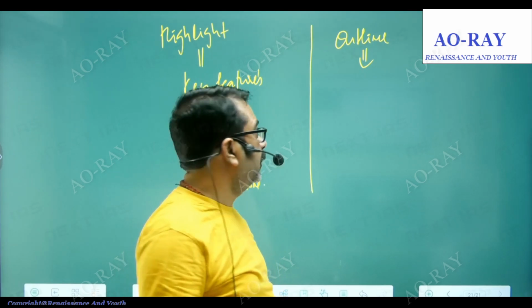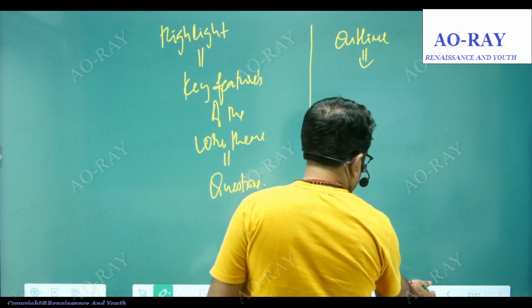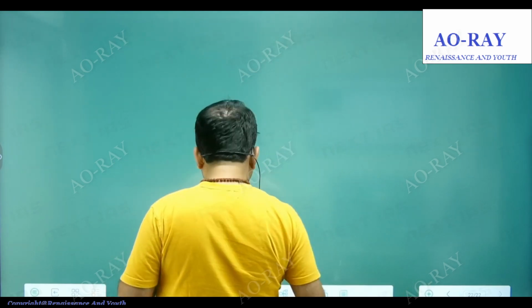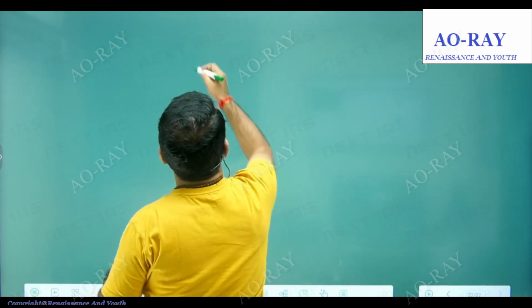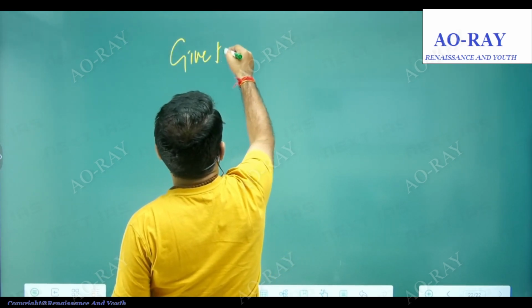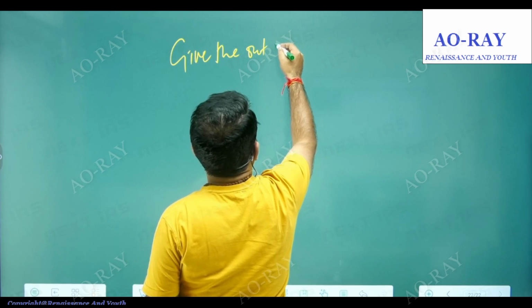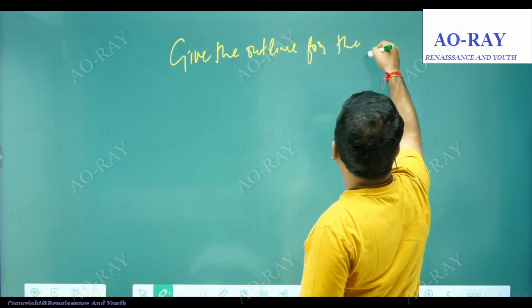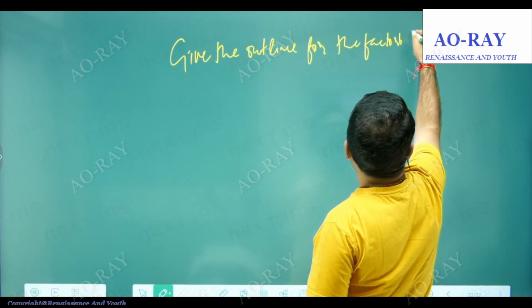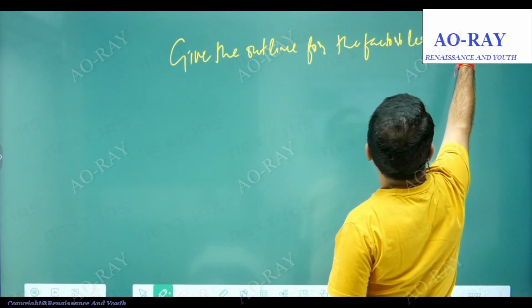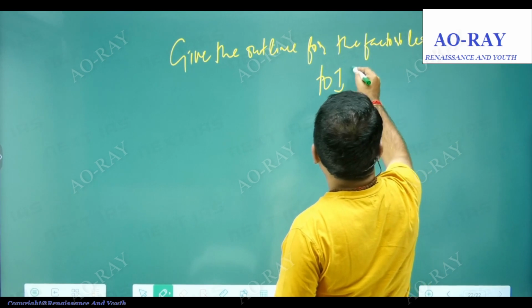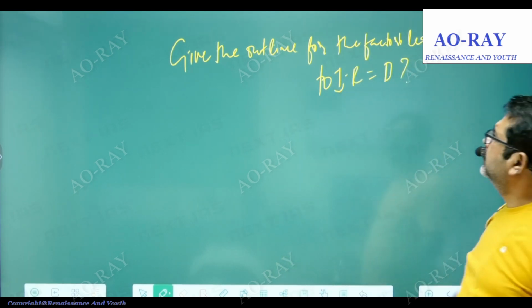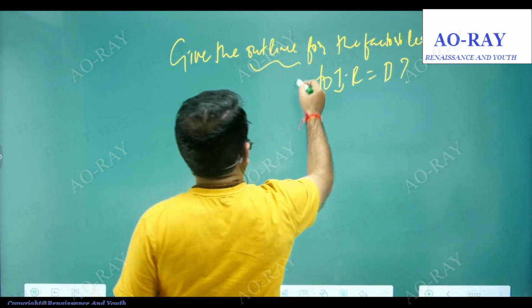Outline, highlight. Give the outline for the factors leading to industrial revolution in Britain. Outline. The word itself says outline.